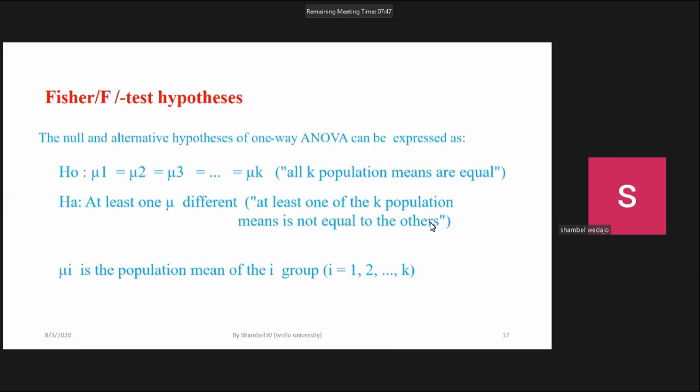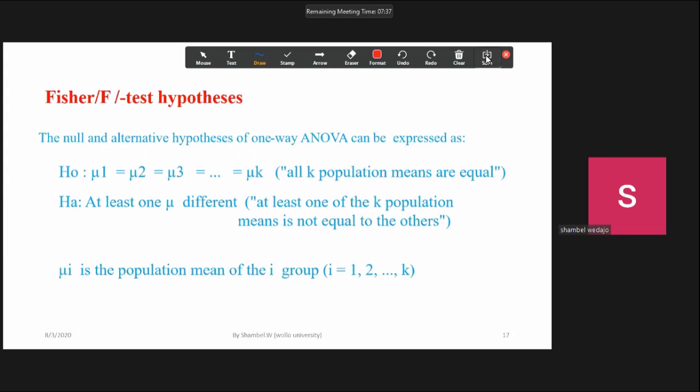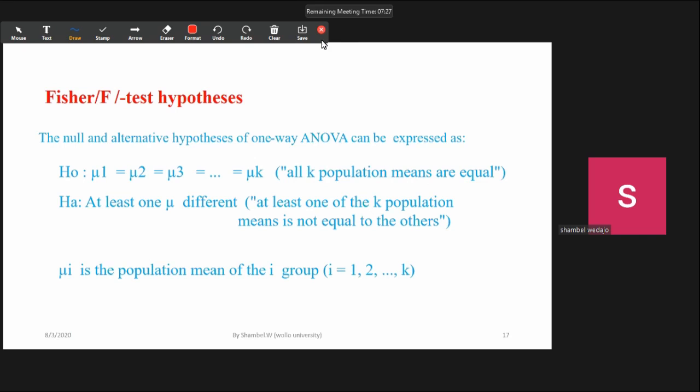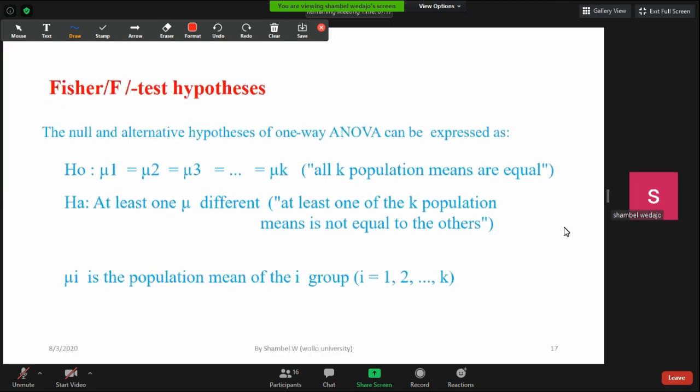The null hypothesis for ANOVA: H0: mean 1 = mean 2 = mean 3, all population means are equal. There is no between group variation; the treatment has no effect, and the treatment doesn't bring any variation in the mean value. H alternative: at least one mean differs, at least one of the k population means is not equal to the others. One of the population means differs statistically.